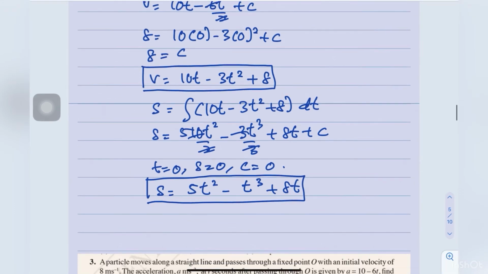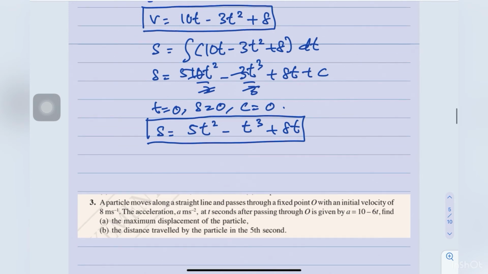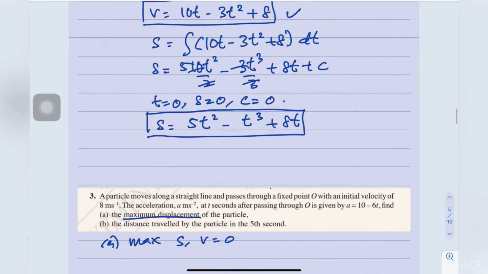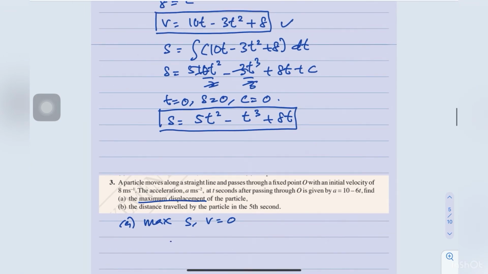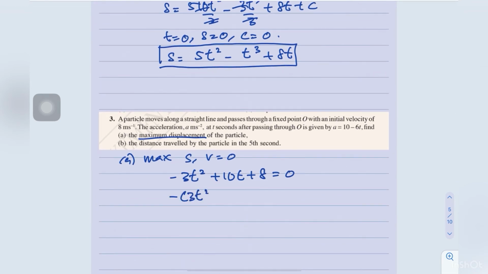To answer question A, find the maximum displacement of the particle. Maximum displacement, maximum S, so V equals 0. This is V, so we make it equal to 0. We rearrange and get negative 3t squared plus 10t plus 8 equals 0. Okay, so this is quadratic.